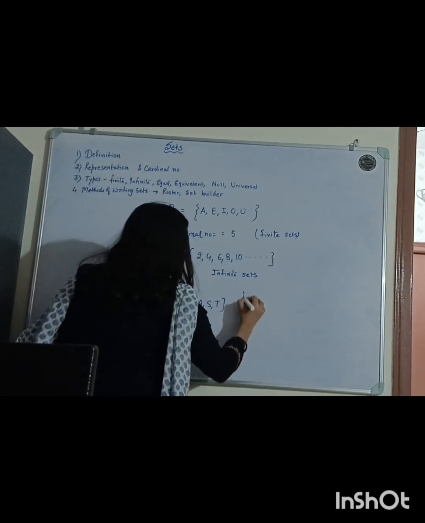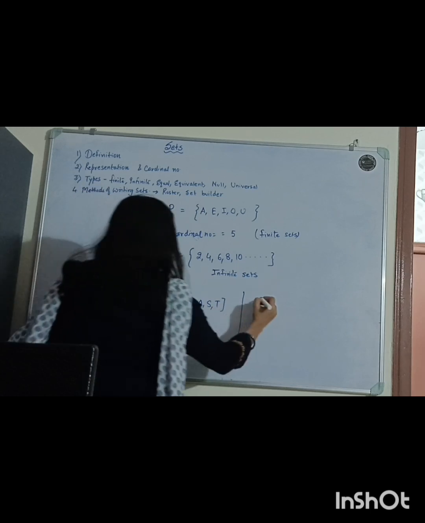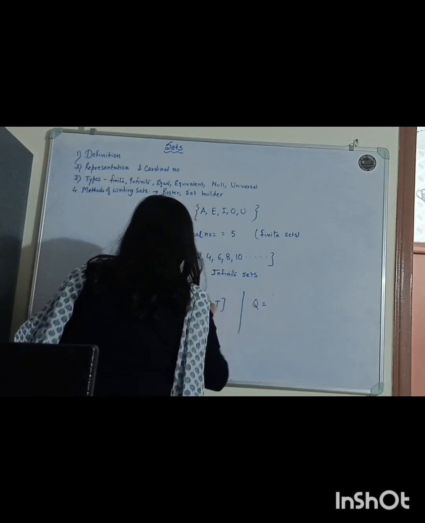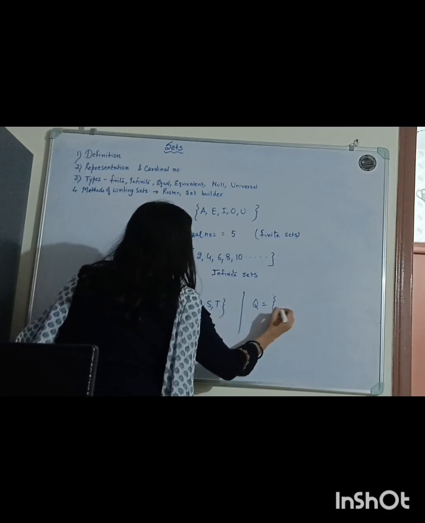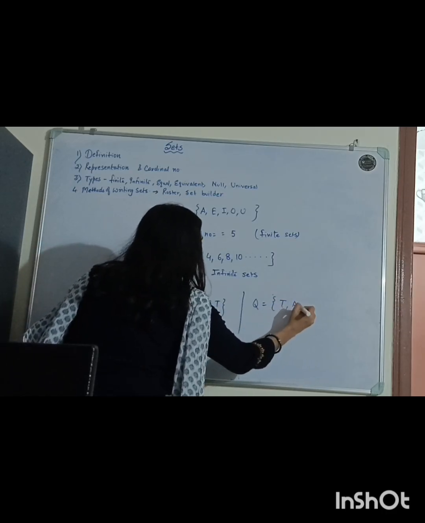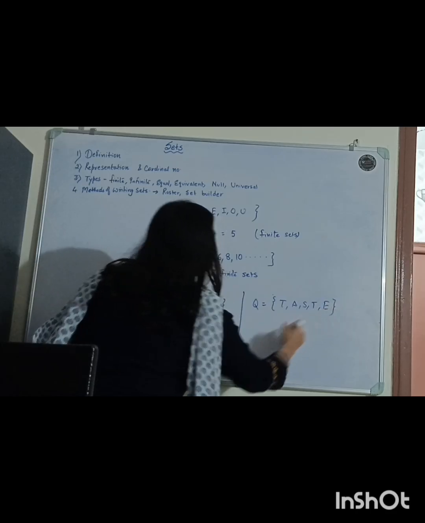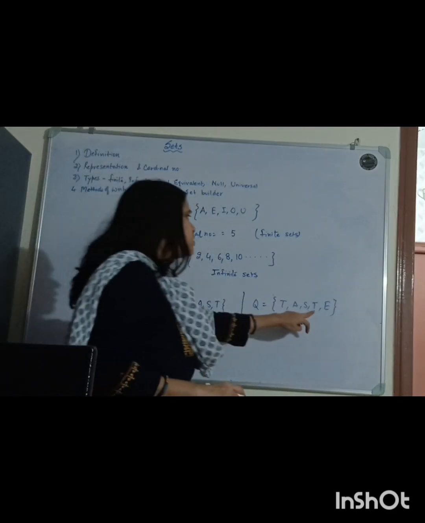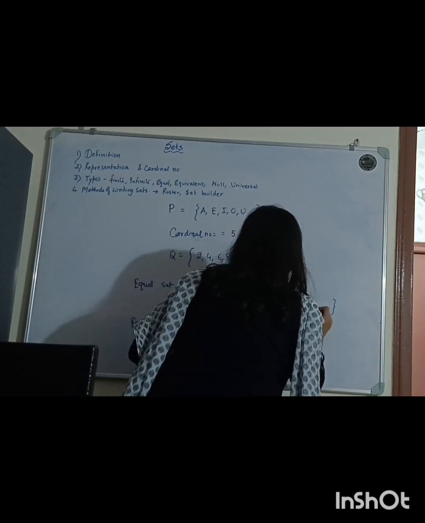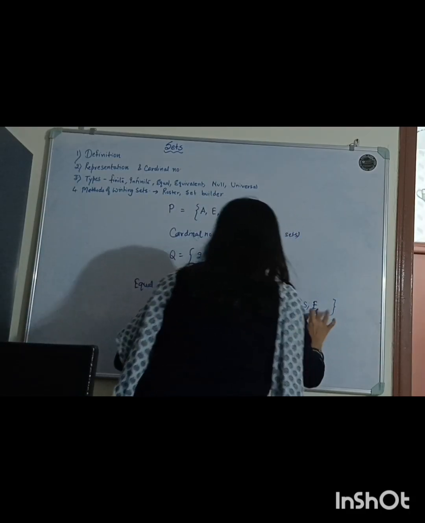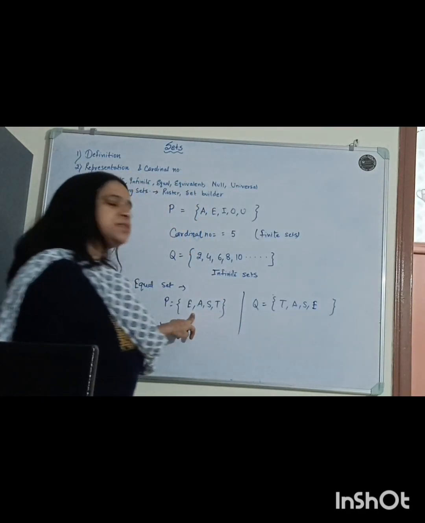Now again, what are the letters present in TASTE? Sorry, this will be a curly bracket. Now TASTE: T, A, S, T, E. Here, listen students, we don't need to repeat any alphabet. So T two times we don't need to write. It will be only T, A, S and E. Now see here, you can see that all the alphabets present here are also in this set.